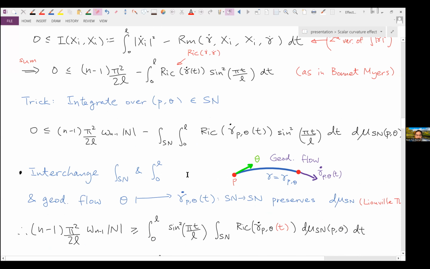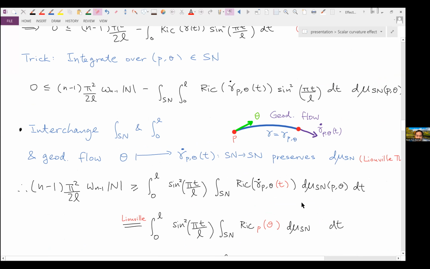And now because everything is compact, we can safely interchange all the integrals. So now we integrate with respect to p and theta first. So what will happen is the following. We integrate with respect to the p and theta parameter first, and then we'll make use of the fact that the so-called geodesic flow actually preserves the standard measure in the unit tangent bundle, which I denote as d mu S^n. This is called Liouville's theorem. So what is the geodesic flow here?